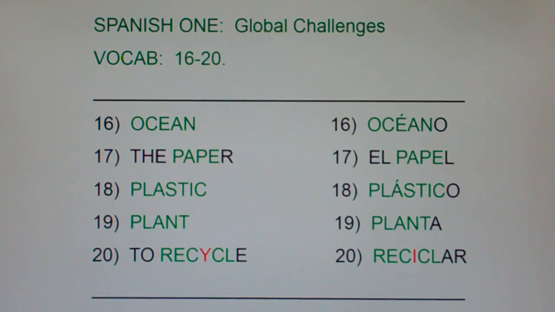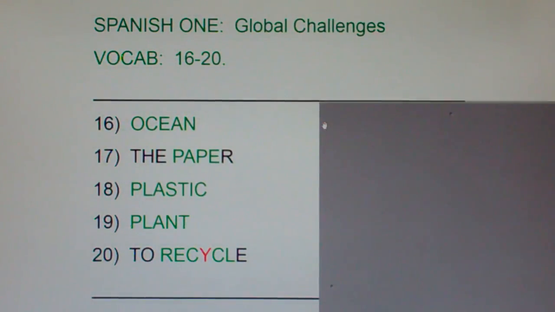All right, give yourself a post-quiz, post-eval, post-test. I'm going to cover up the Spanish. Look at these words and give the Spanish equivalent out loud, or even better, look at the English and write down the Spanish words on a sheet of paper to make sure you've mastered these. Okay? This has been Spanish 1, Global Challenges, Vocabulary Words 16 through 20.